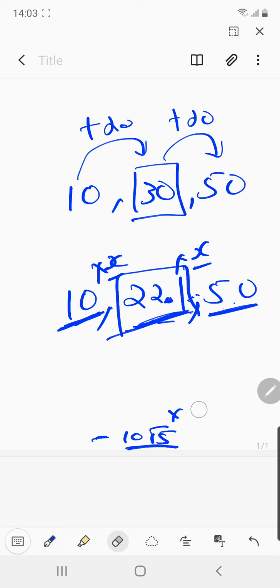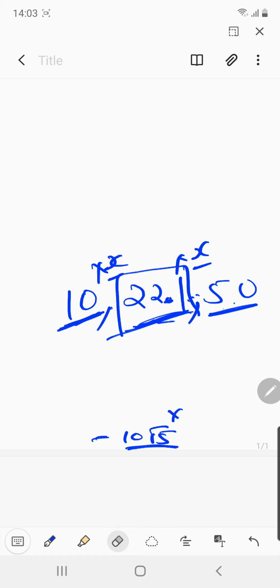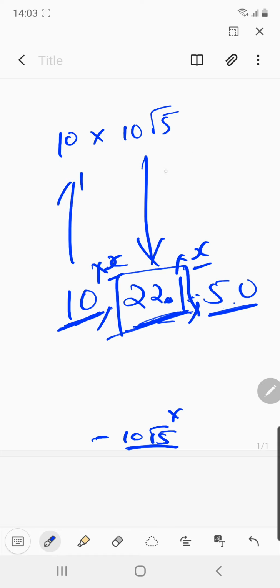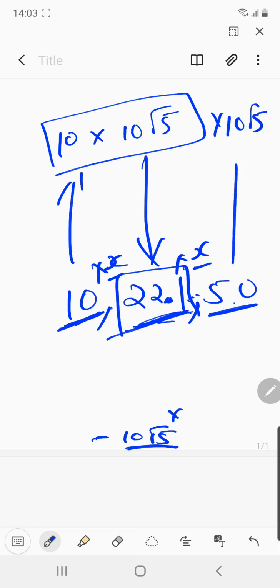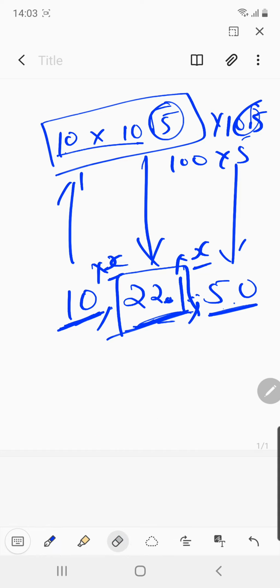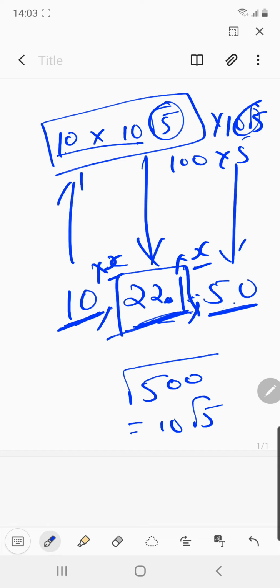But the bit I'm trying to get at, not arithmetic mean, geometric mean, is that this number here, 10 times 10 root 5, gives this number here. And this number here, times 10 root 5, gives this number here. Let's figure that out. 10 times 10 is 100. Root 5 times root 5 is 5. Something is wrong. What did I do wrong? Let's see. Root 5. 500. 10 root 5.